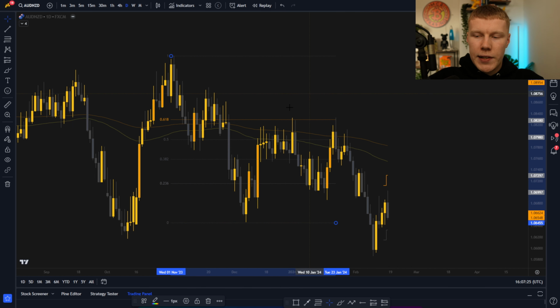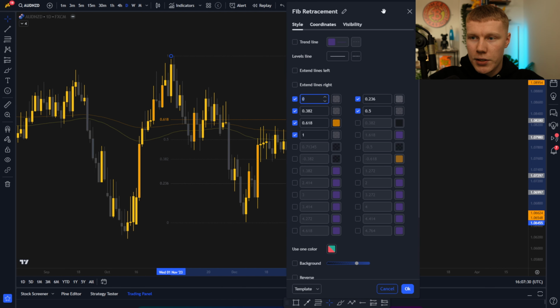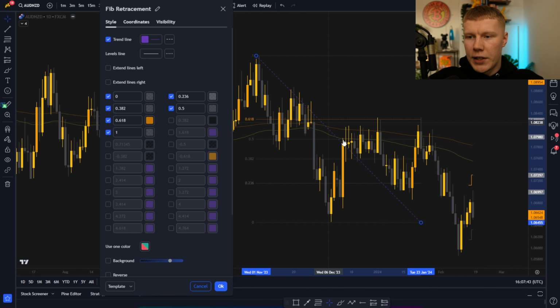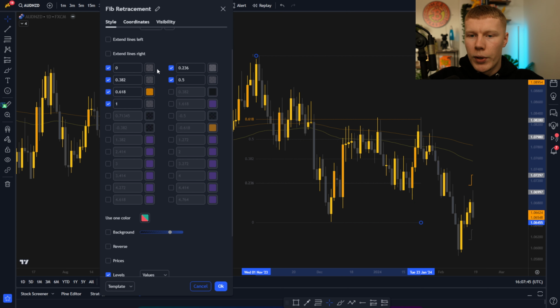So let's quickly go over the settings and I'll show you guys how to make yours look a little bit nicer compared to the rainbow that it starts off with. So first of all, you want to turn the trend line off. That's just this thing here. You don't really need that. When it comes to the levels, these are the levels you need. So pause the video right here and copy these levels. And I'll show you why in a minute, why these levels are actually important.